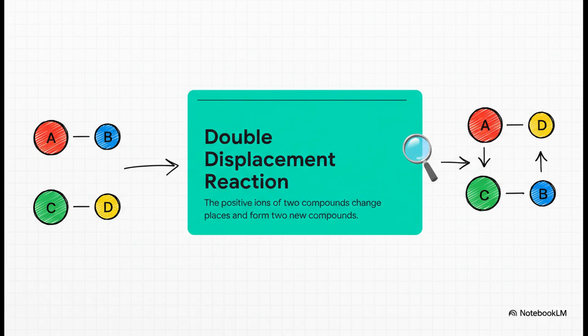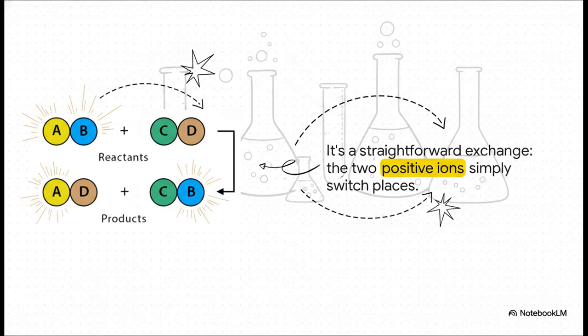And just like that, you've got two totally new compounds. It's a really clean, simple swap. You can see it right here. The two positive ions, the yellow A and the green C, they're the ones making a move. See how in the final products, they've just traded partners. A is now with D, and C is hanging out with B. It's just a really balanced, elegant exchange where nobody gets left out.